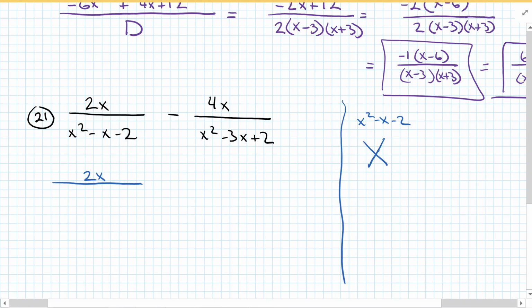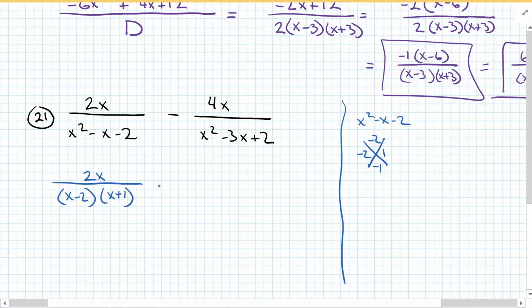Let's factor that. My a times c value is negative 2. My b value is negative 1. Two numbers, product negative 2, sum negative 1. Well, that'd be negative 2 and positive 1. So the bottom over here would be x minus 2 times x plus 1.